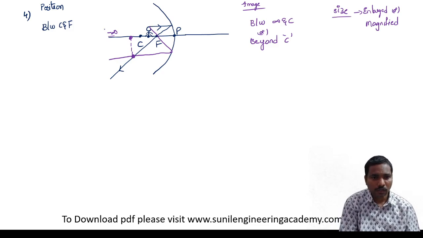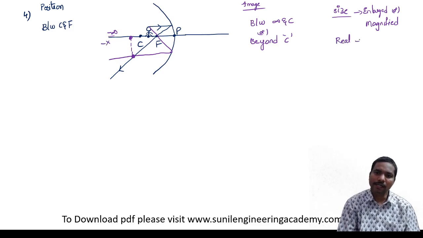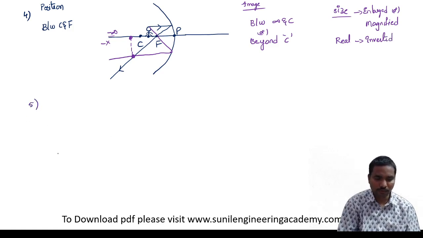And here also, you are placing your object in the negative X axis and your image formed also in the negative X axis. You can say real. All real will be inverted. What is the fifth chance we have? Moving from C, between C and F, to F.